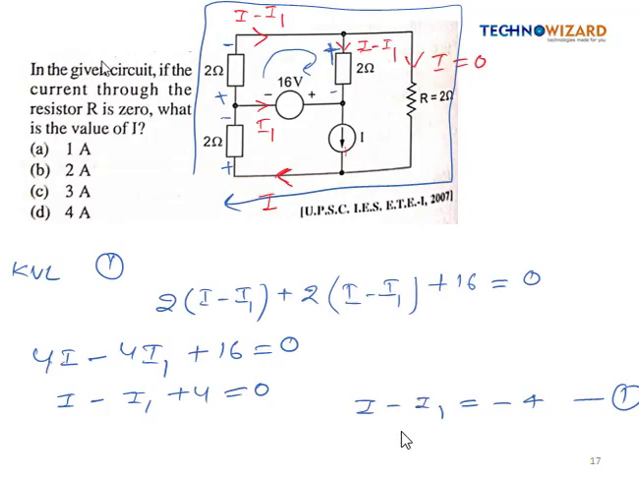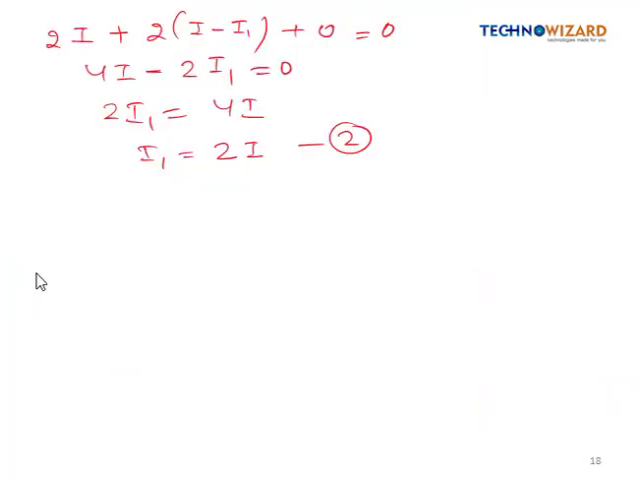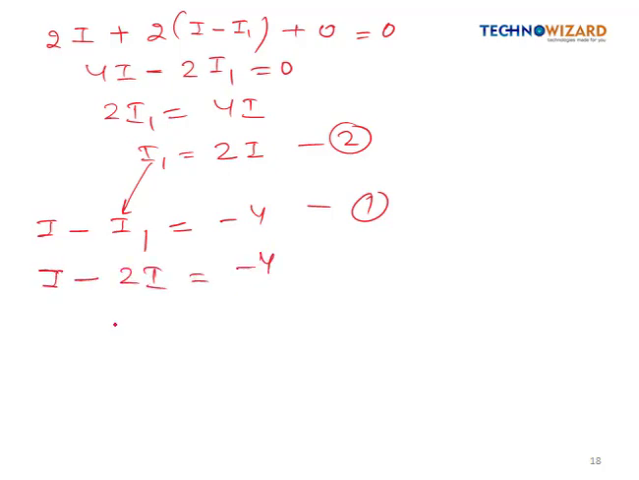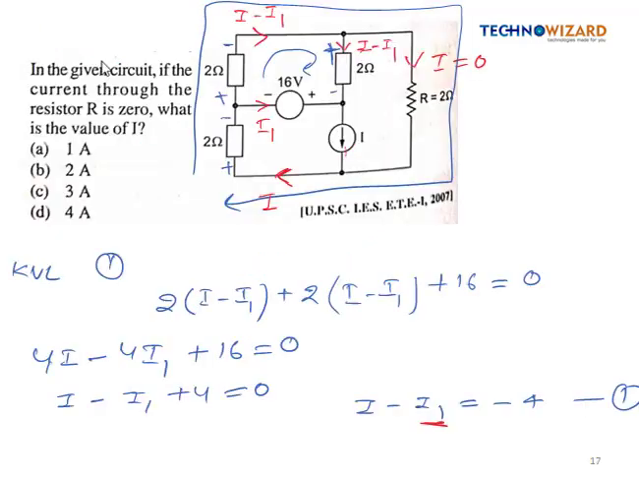Putting in equation 1, we will substitute the value of I1 here. I minus I1 is equal to minus 4. This was equation 1, right? So now I will substitute here the value of I1. So it will be I minus 2I is equal to minus 4. So minus I is coming minus 4. It means current I is coming as 4 ampere. So see the option.